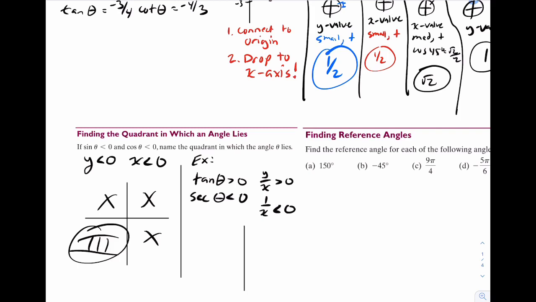So let's think about it. If 1 over x is negative, well, that would mean that x is negative. And if x is negative, that means it couldn't be quadrants 1 or 4. But the ratio is positive, which means y must also be negative. So that is, again, quadrant 3.